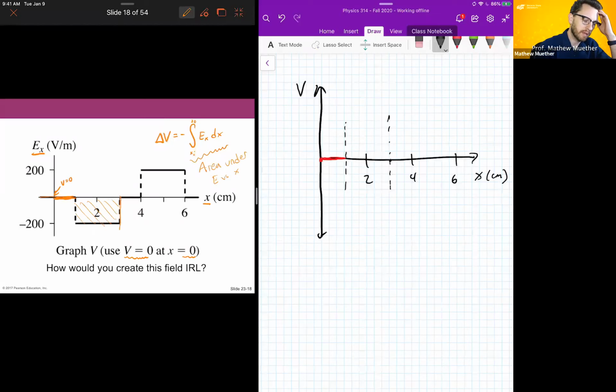The voltage is going to be negative. I see a lot of negatives. Does everybody agree with that?